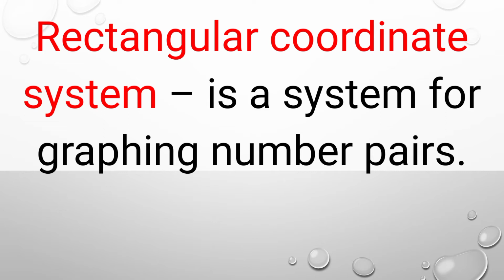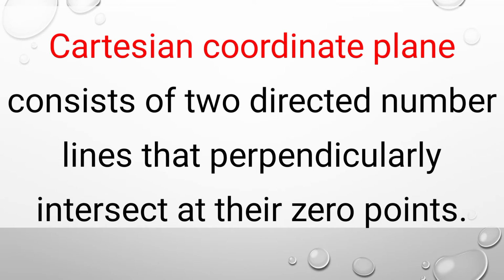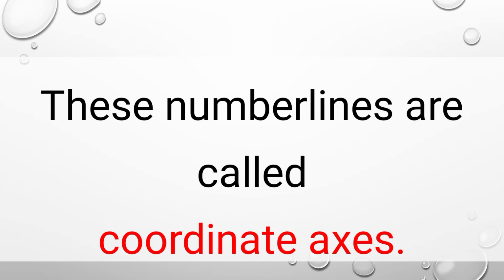It is a system for graphing number pairs. This is the rectangular coordinate plane. It consists of the x and y axis. The plane consists of two directed number lines that perpendicularly intersect at 0 points. So these are the two directed number lines. These number lines are called coordinate axes.